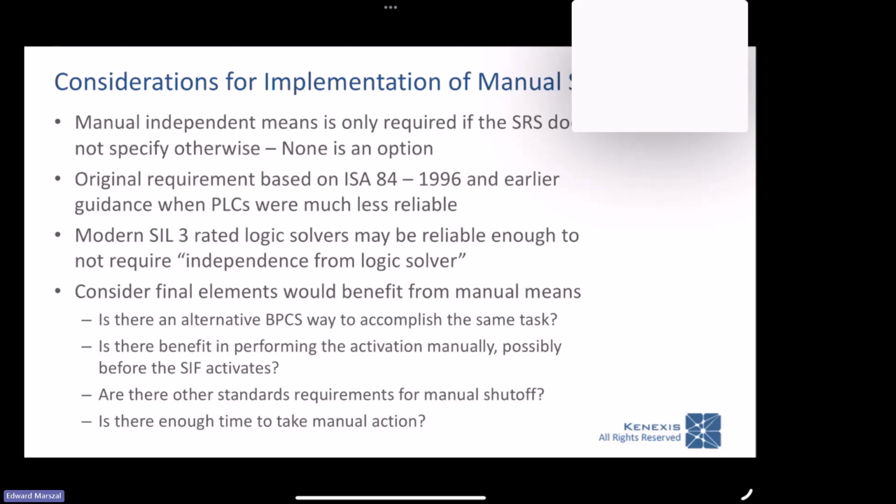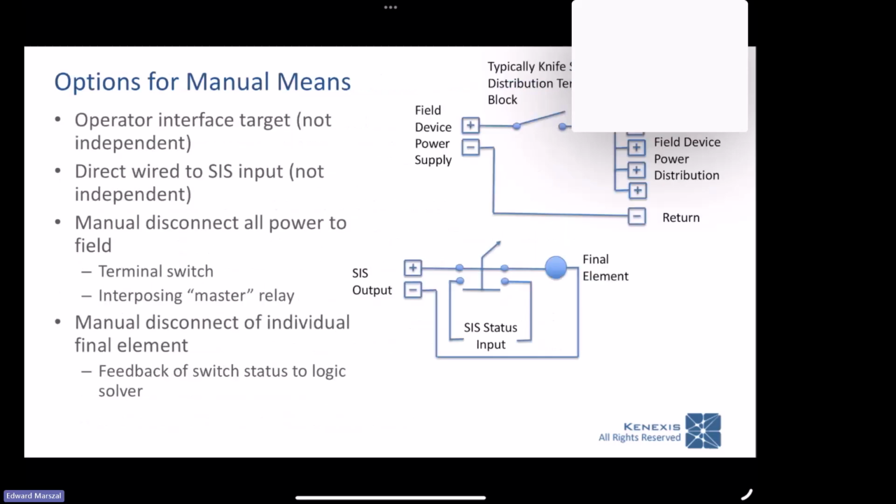So go through every final element and consider how you're going to do this, why you're going to do this, and write down yes or no. Am I going to supply a manual means of shutdown? And if you decide that you are going to supply a manual means of shutdown, explain exactly how it's going to be accomplished. Okay, so now what are my options for accomplishing this manual means of shutdown?